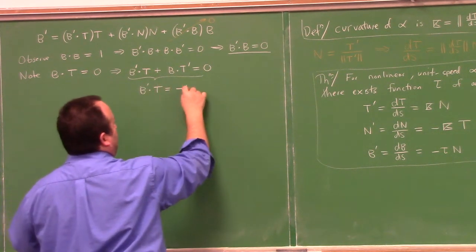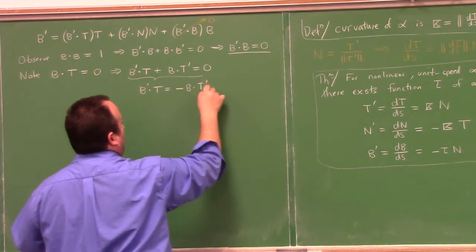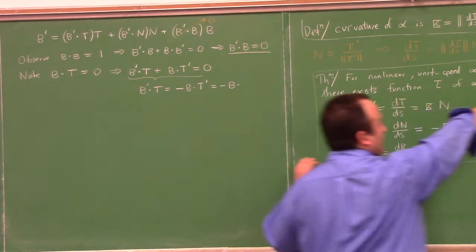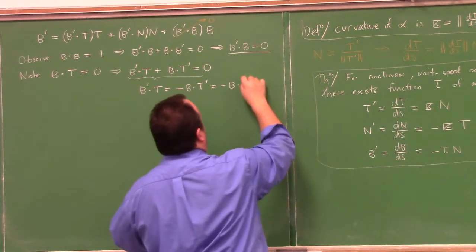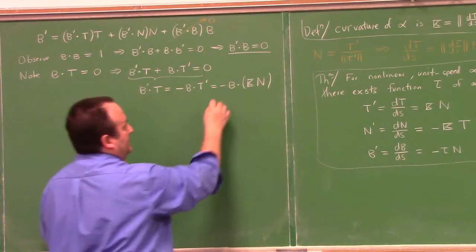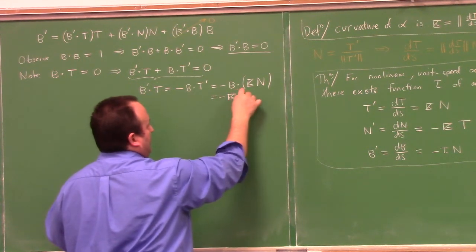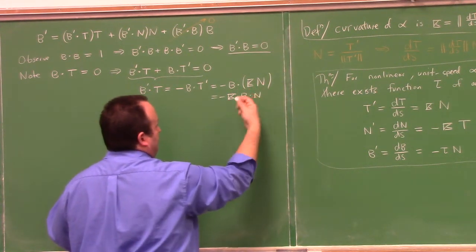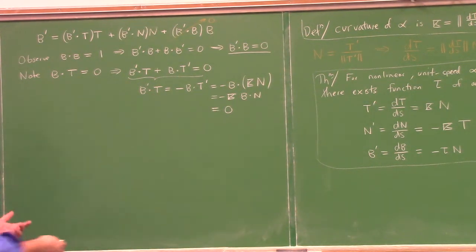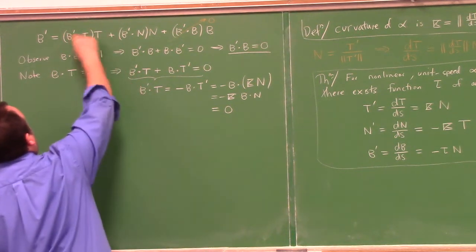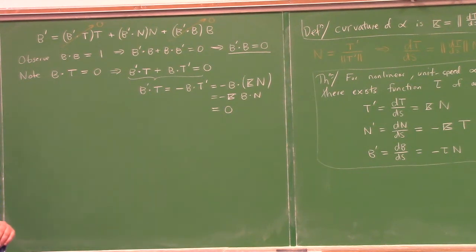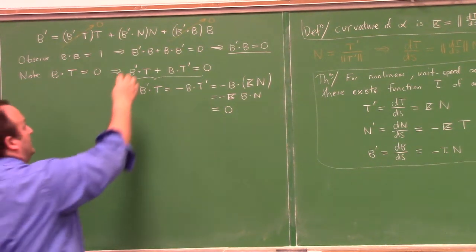So that's minus b dot t prime, right? What was t prime? T prime is kappa n. So what's b dot n? So you've got minus kappa b dot n. What's b dot n? Well, b dot n is 0. So that shows that this piece is 0, right? All we're left with is this guy.